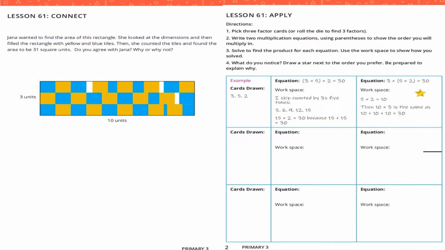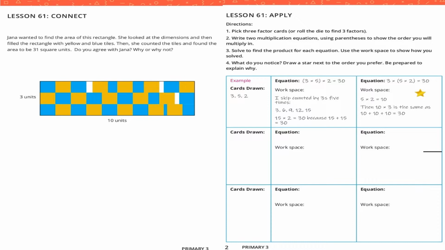Let's start solving our math book. Lesson 61. Let's start with the connect part. Jana wanted to find the area of this rectangle. She looked at the dimensions and then filled the rectangle with yellow and blue tiles. Then she counted the tiles and found that the area is 31 square units.